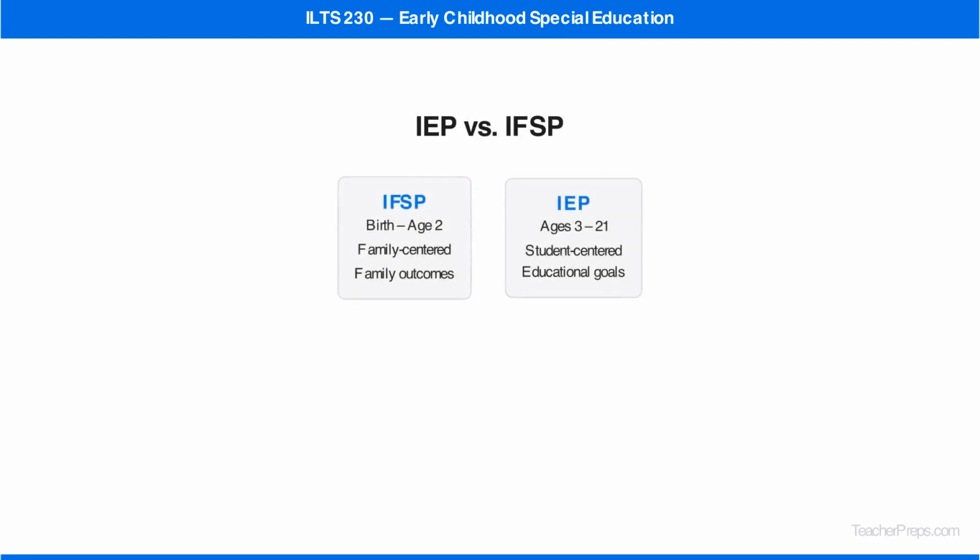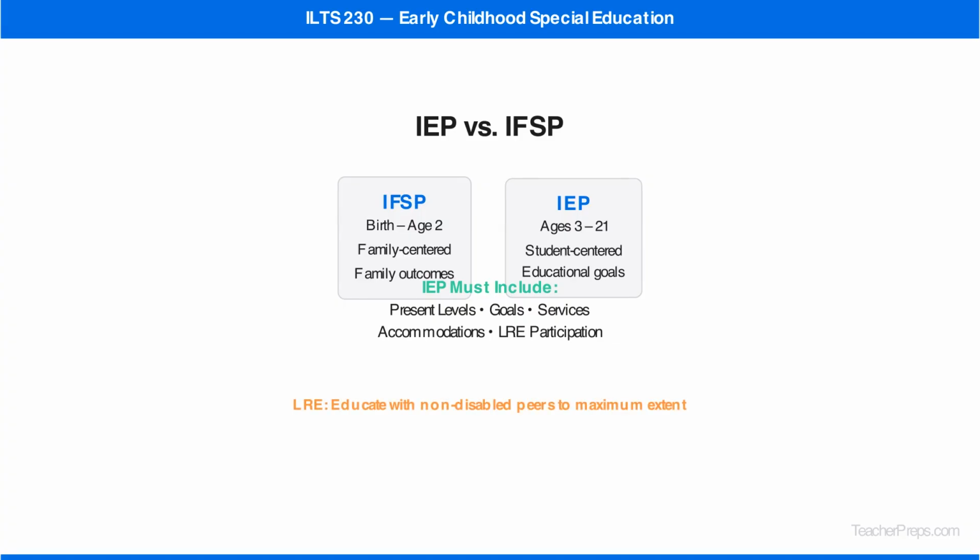The third part of Subarea 2 is IEP and IFSP planning. An IFSP is an individualized family service plan for children birth through age 2. An IEP is an individualized education program for children ages 3 through 21. The key difference: IFSPs are family-centered and include family outcomes, while IEPs are student-centered and focus on educational goals.